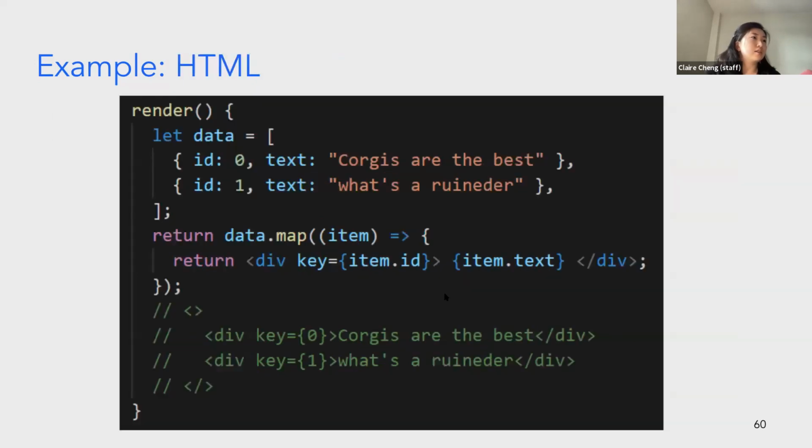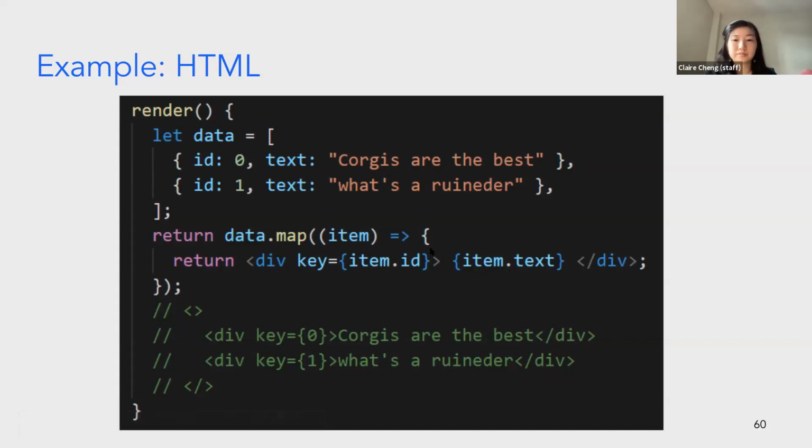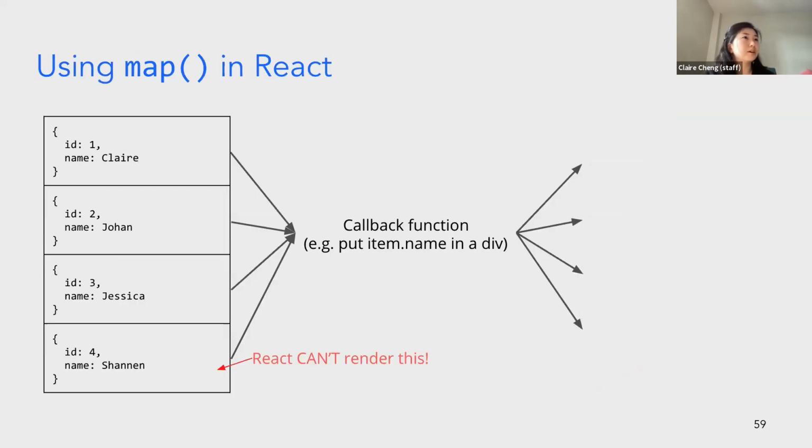This is the same thing as literally typing out div key equals 0, because the ID here is 0, and then "corgis are the best", which is the text that we have here. It's the same thing, except it's more compact if you have a lot of items in the array. Hopefully that makes sense. Feel free to review the slides later if you forget the syntax for map.